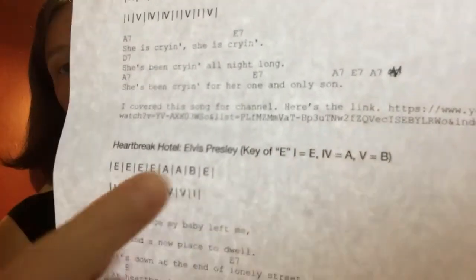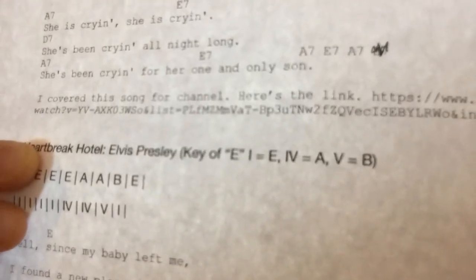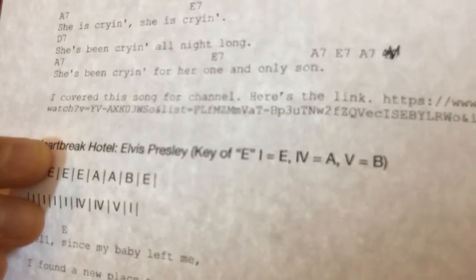Next one you might have heard of, Heartbreak Hotel by Elvis Presley. So Elvis does this in the key of E. So here's your 1-4-5. You've got E is your 1 chord, A is your 4 chord, B is your 5 chord. And here's the form, a little bit easier.